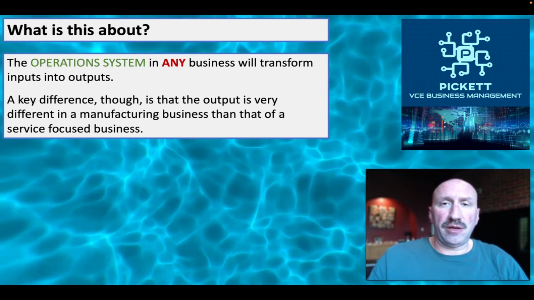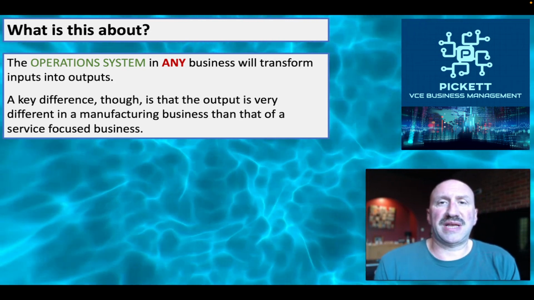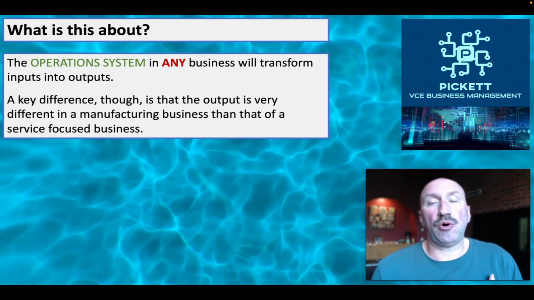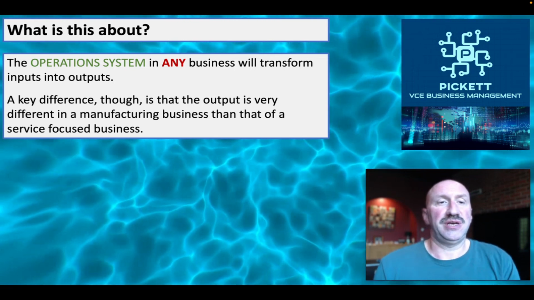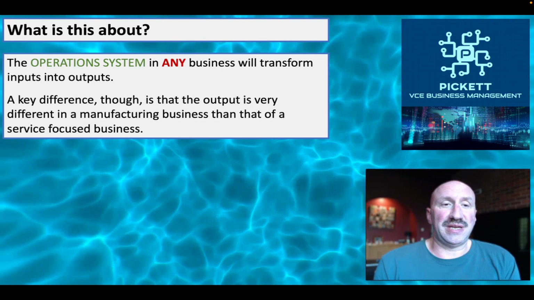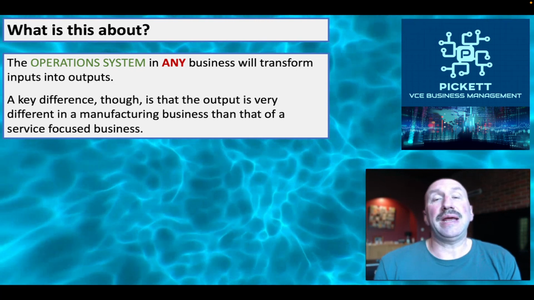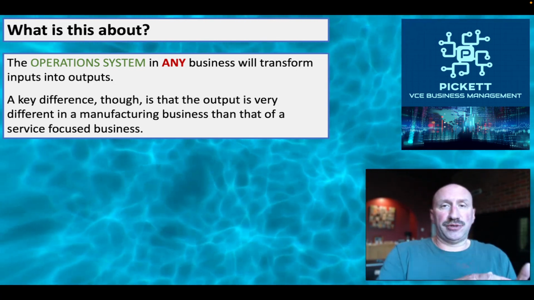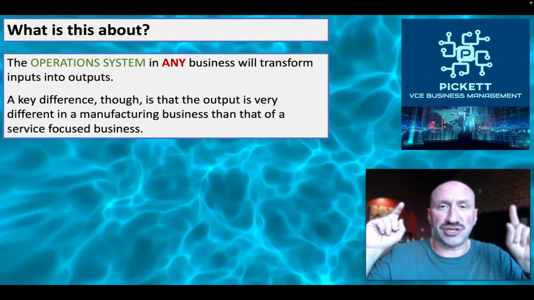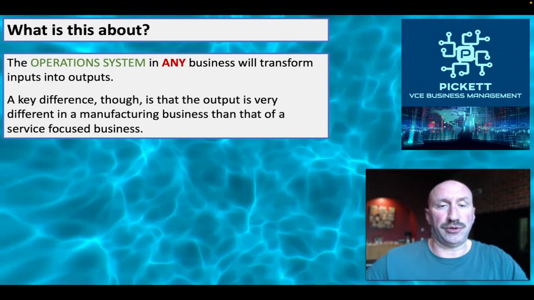Now, in the first key knowledge, we explained what operations was. So hopefully you've got a good understanding of what we mean by operations. And we looked at how operations can help a business achieve its objectives. And then in the second key knowledge, we looked at the operations system, which is what you see there. The operations system in any business is going to transform inputs into outputs. So you remember that: inputs, processes, outputs. Remember what I said in that video. Whenever you see those two words together, operations system, always your brain goes to inputs, processes, outputs.